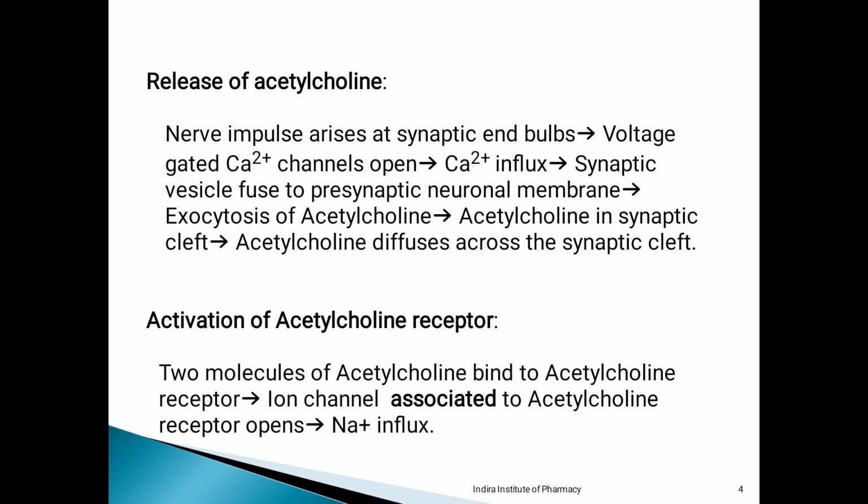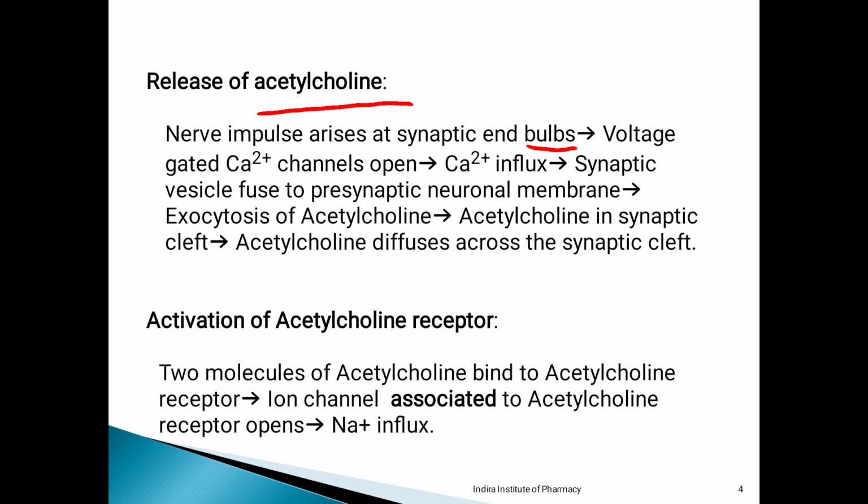So first step was what? Release of acetylcholine. The somatic motor neuron has brought a nerve impulse, a nerve action potential. It will get the electrical impulses coming from the brain. So that will arrive at the synaptic end bulb.